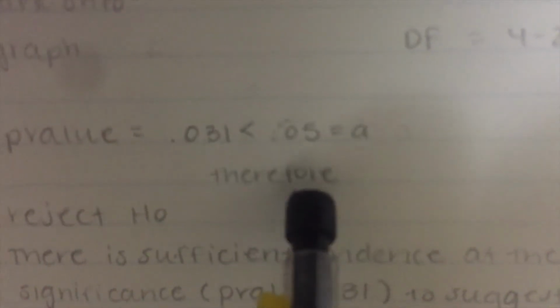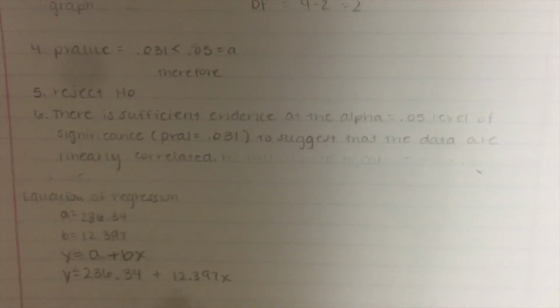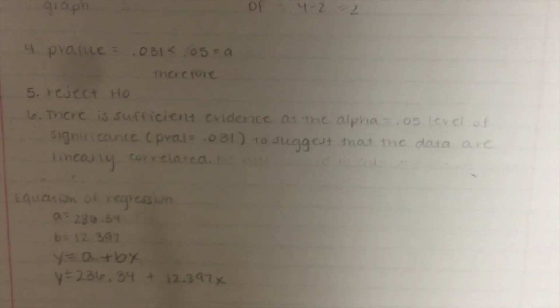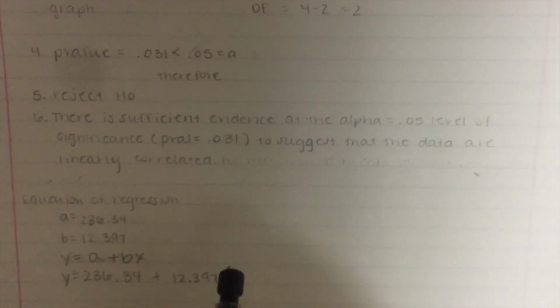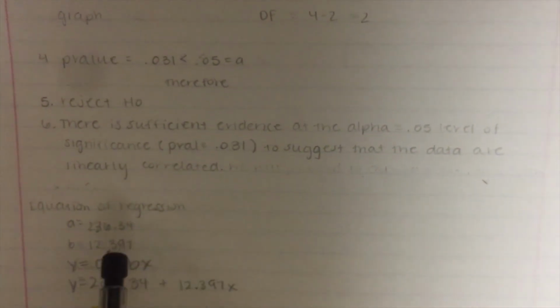So because our p-value is 0.031, it is smaller than our alpha of 0.05, so therefore in step 5 we're going to reject H0. And then our conclusion says there is sufficient evidence at the alpha of 0.05 level of significance with a p-value of 0.031 to suggest that the data are linearly correlated.